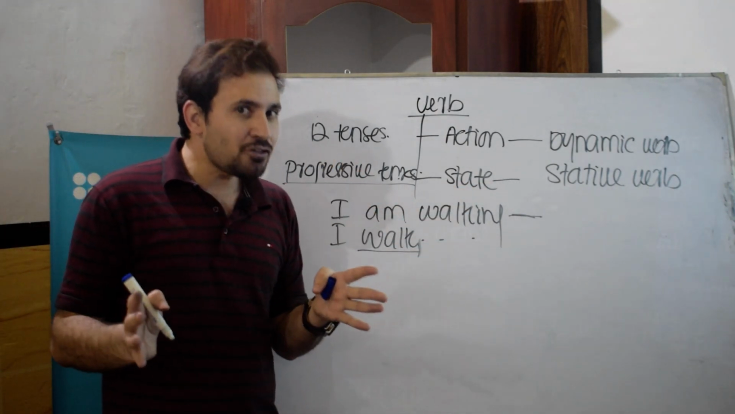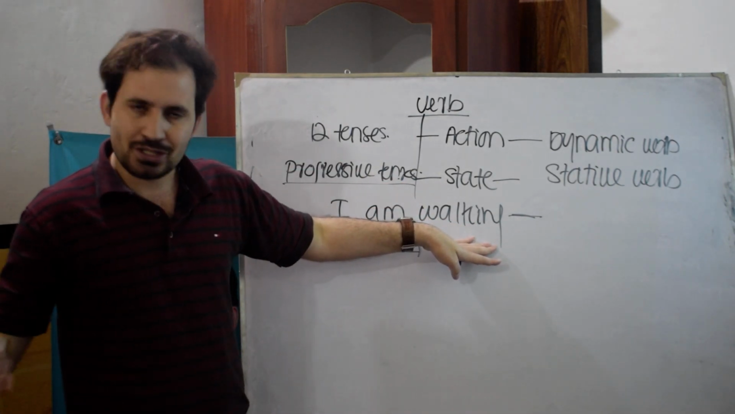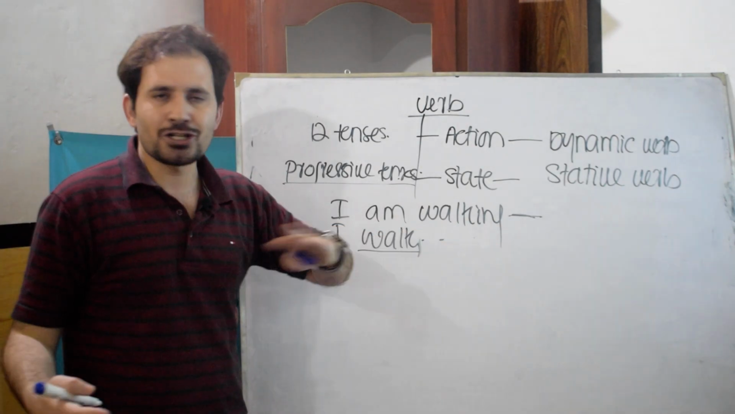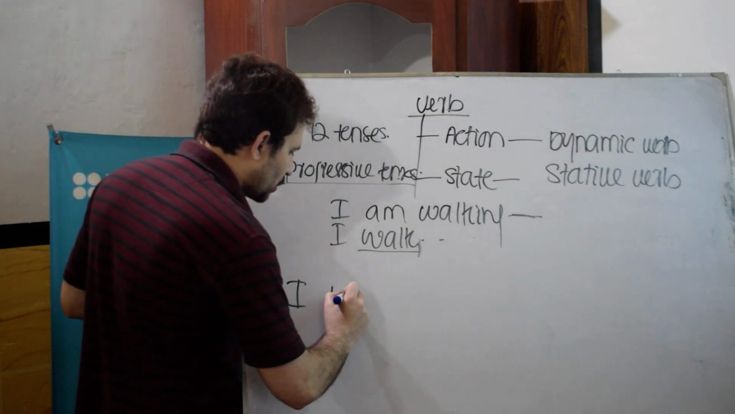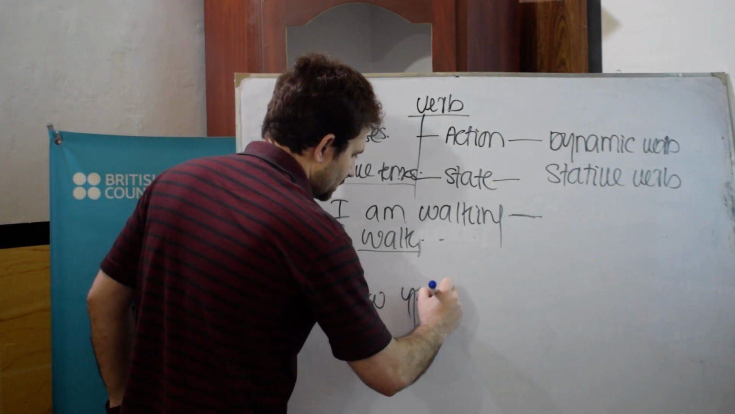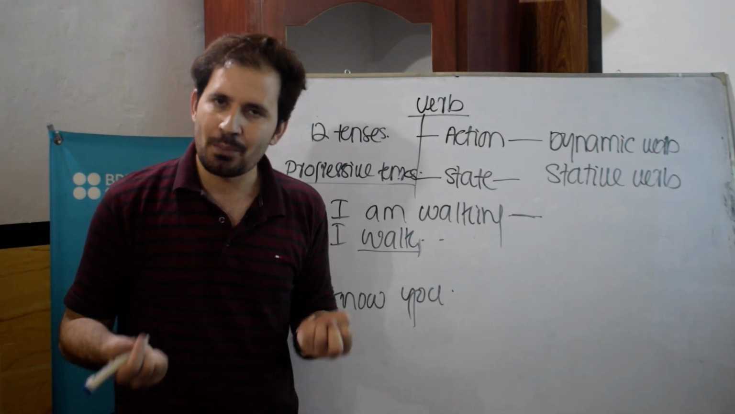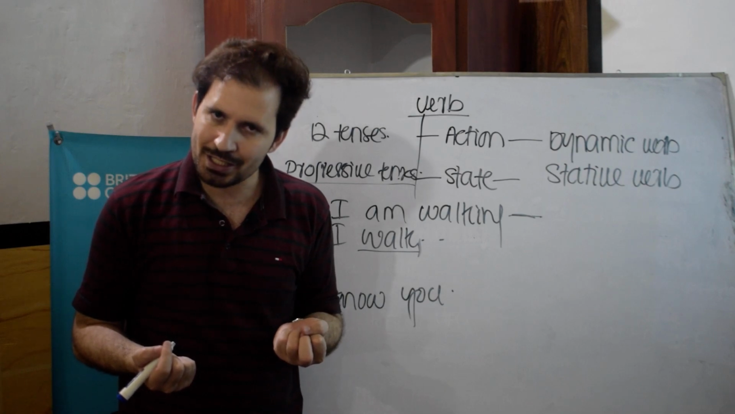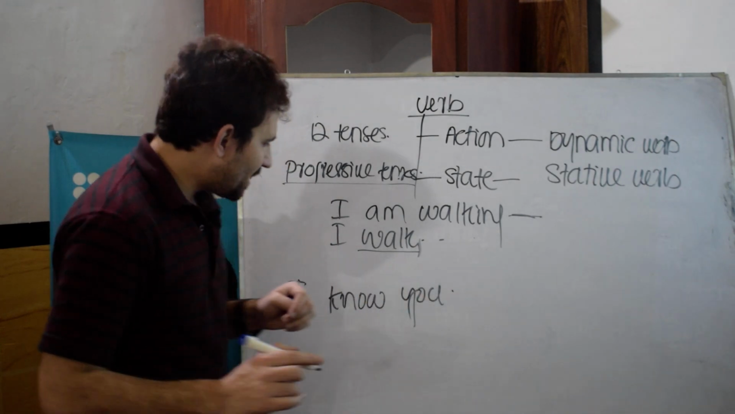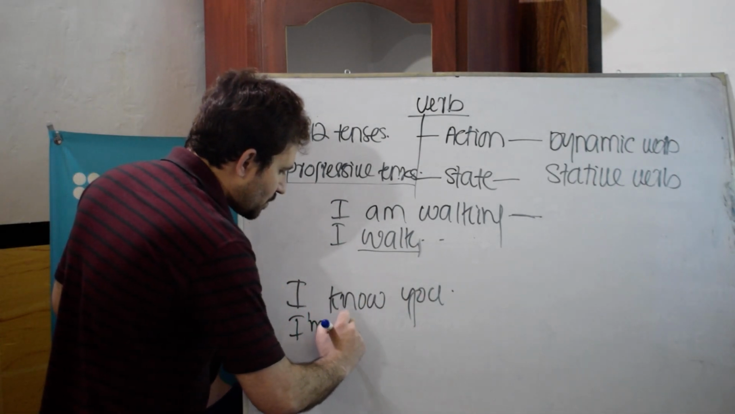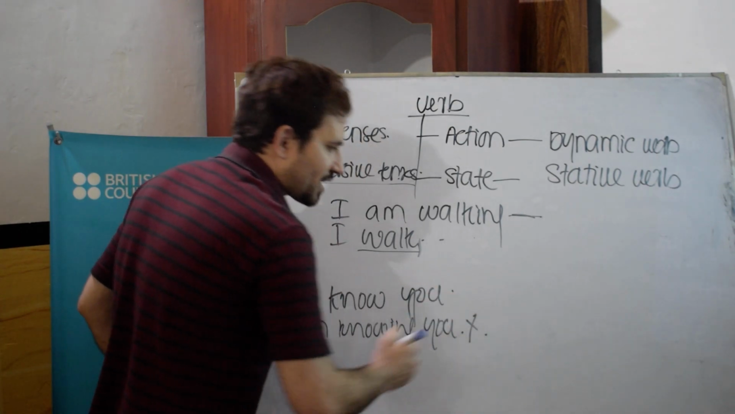But stative verbs, as I said, cannot be used in verb ing. You can use them in simple present, simple past, or perfect, but not in continuous tenses. For example, I know you. We can say it in simple present tense, but we cannot use it in present progressive, past progressive, or future progressive tenses. We cannot say I'm knowing you. So it's not correct.